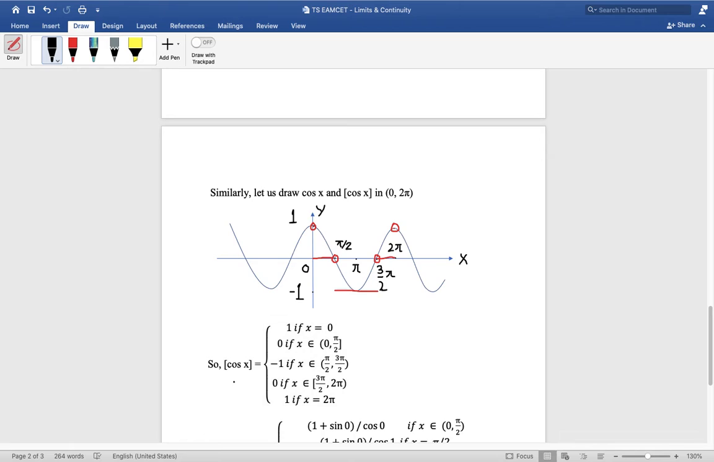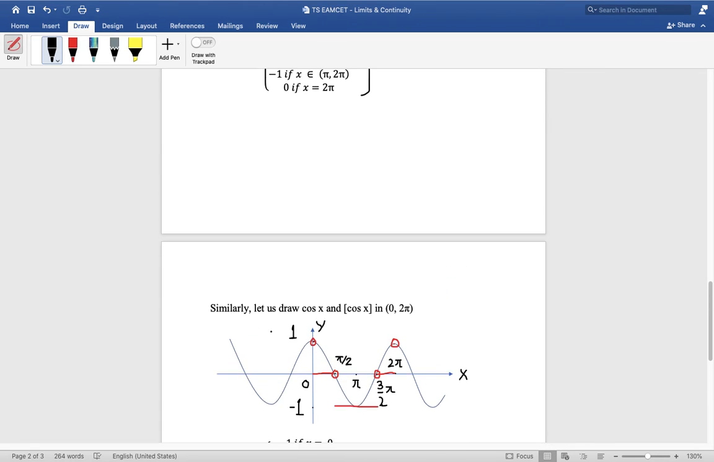You can express it this way. Greatest integer function of cos x equals 1 if x equals 0, is 0 if x lies between 0 to pi by 2, where pi by 2 is included. Minus 1 when x is between pi by 2 to 3 pi by 2, where both the values are excluded. And it is equal to 0 when x lies between 3 pi by 2 to 2 pi, where 3 pi by 2 is included as I have shown here. And 1 if x equals 2 pi.